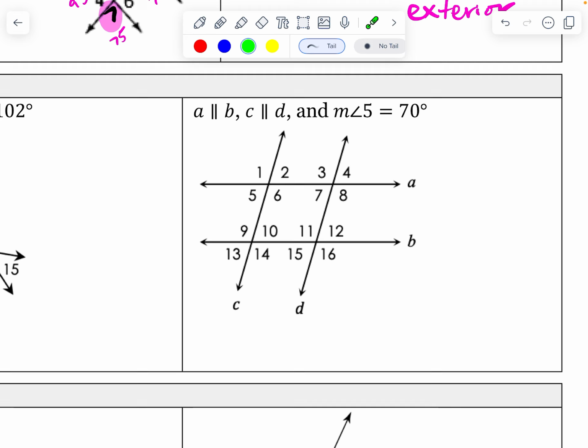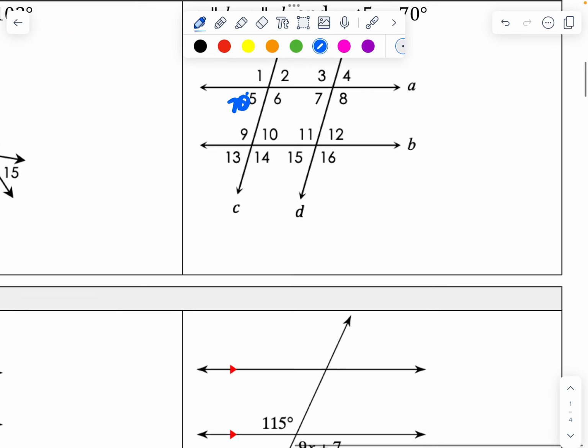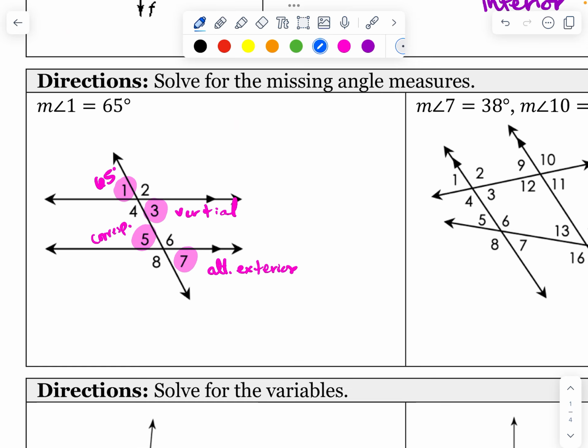So the measure of angle 5 is 70. So I'm going to find all mine that are 70 degrees. Oh, I didn't finish number 1, did I? Coming back, coming back. If those are all 65, I know all of these are going to be supplementary to 65. Whew, I got too much on my brain. So 180 minus 65 is 115. So all of my green ones are 115 degrees because they are all supplementary to that 65.